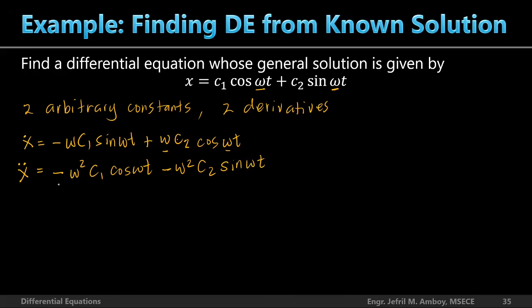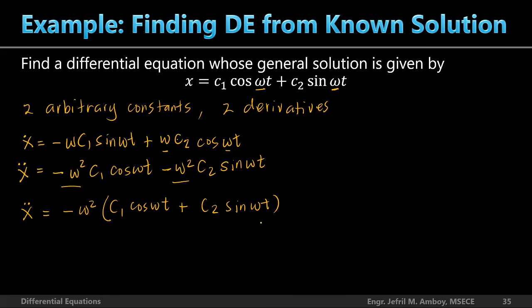Actually, we have a common factor here. Negative omega squared is a common factor. So, we can simply write this second derivative of x with respect to t as negative omega squared, the common factor, and then copy the rest: c1 cosine omega t, and then plus the term c2 times the sine of omega t. Okay, so we have the second derivative of x with respect to t, negative omega squared times the quantity c1 cosine omega t plus c2 sine omega t.